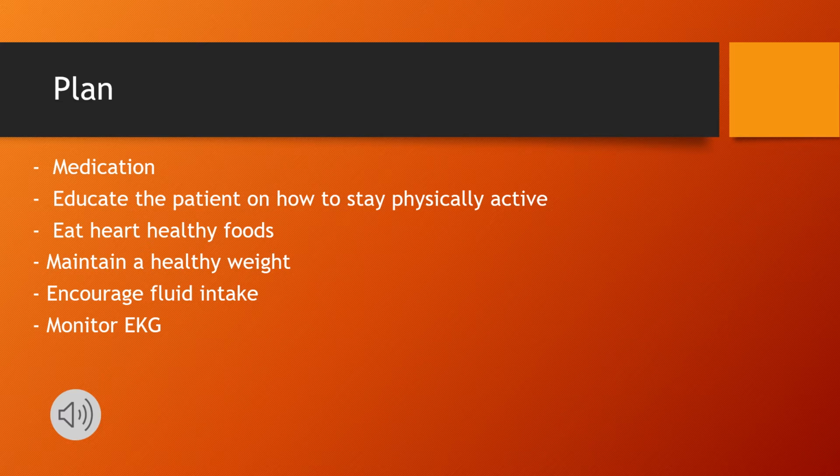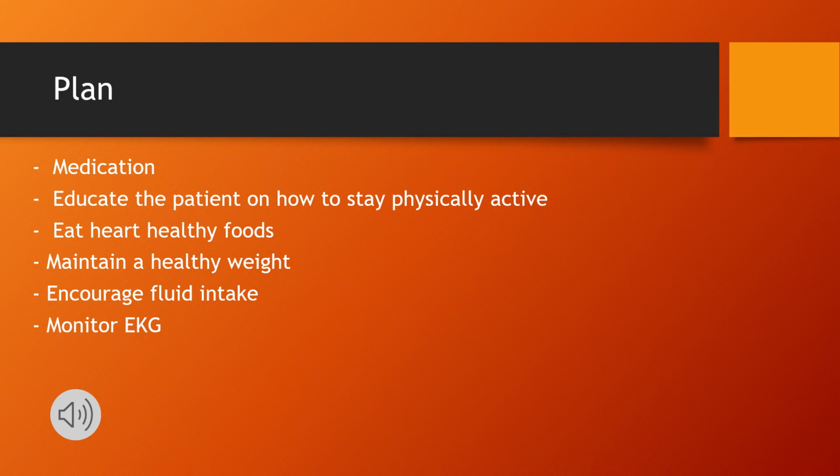For the plan, it is important that the medication is prescribed by a physician so that she can take it to prevent the pain. Educate the patient on how to stay physically active. Eat heart healthy foods. That is important for a patient who has coronary artery disease. Maintain a healthy weight. Encourage fluid intake. And monitor EKG. The reason why I say monitor EKG is so we can look for the cause of the chest pain, to evaluate problems which may be heart related, such as severe tiredness, shortness of breath, dizziness, fainting, etc., and to identify irregular heartbeats.